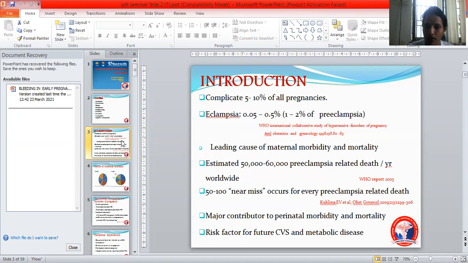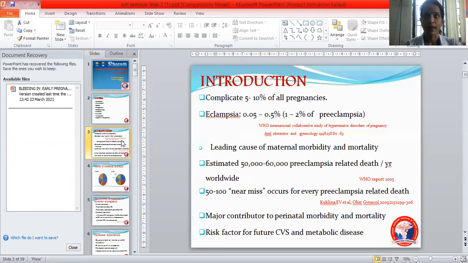Worldwide, it is estimated that around 50,000 to 60,000 pre-eclampsia related deaths occur every year. And it also accounts for many near-miss cases. That is, 50 to 100 near-misses occur for every pre-eclampsia related death. So it is a very significant number, and it is also a major contributor to perinatal morbidity and mortality.